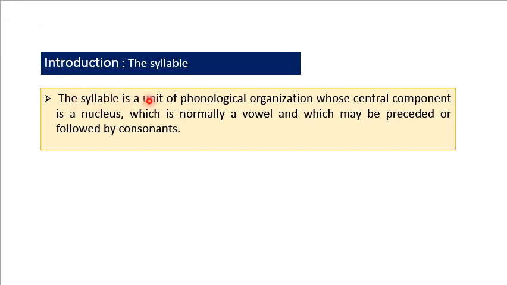So the syllable is a unit of phonological organization whose central component is the nucleus. We mean in this point the nucleus is the vowel, or as we mentioned, the diphthong, and it can be the peak, which is normally a vowel and which may be preceded or followed by consonants. So when the consonants precede the vowel or the peak, we call them the onset position, and when followed by consonants, we call them the coda position.